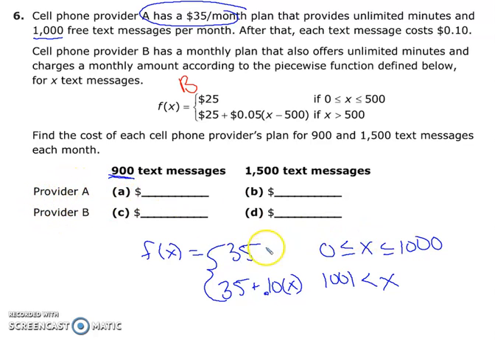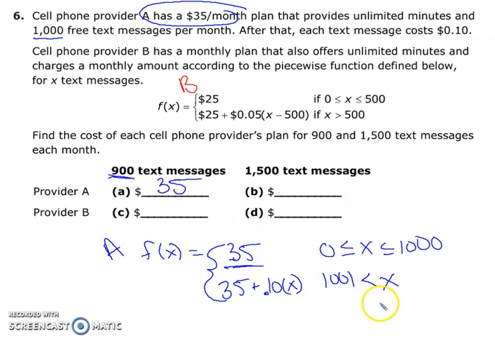Okay, so 900 text messages for provider A. Does that fall in this range or this range? The top one or the bottom? Is it less than 1,000 or more than 1,000? Less than. So my total price is $35. Nope, it's 35 because it's from this up here, not the 25. This is provider A in blue, provider B I'm going to do in red.